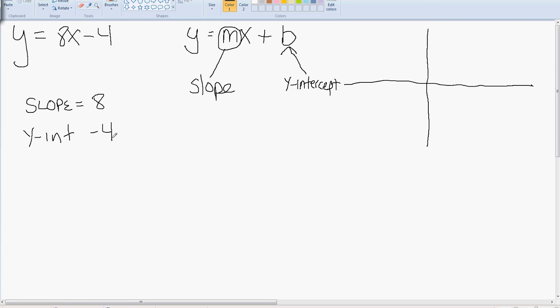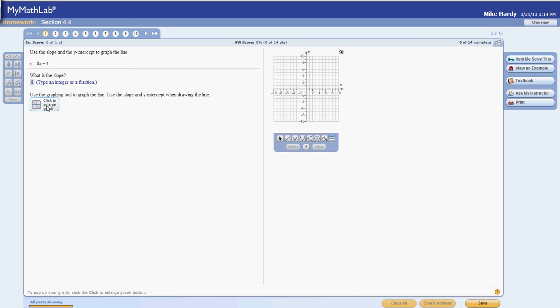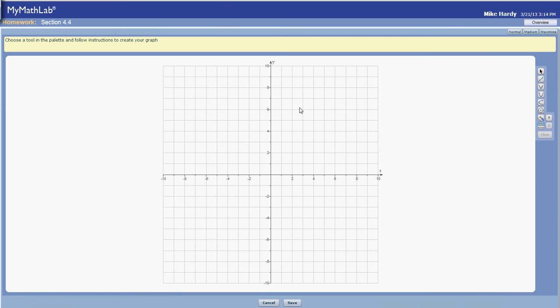And so in this particular equation, our slope is 8 and our y-intercept is negative 4. And so how does that translate over to graphing it? Well, let's just go here first and answer the questions. What is the slope? The slope is 8 because it's the coefficient of x when we're in this slope-intercept or solved for y form. Okay. Use the graphing tool to graph the line. And so what we've got is the fact that negative 4 is our y-intercept. So I know that one of the points on this line has to be 0, negative 4.